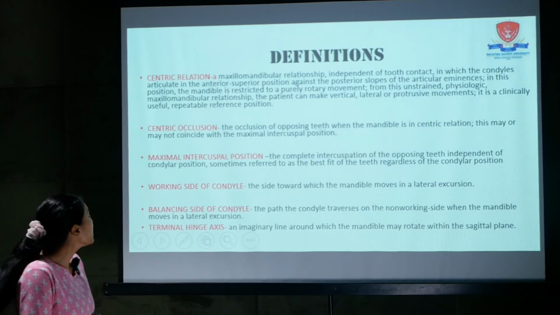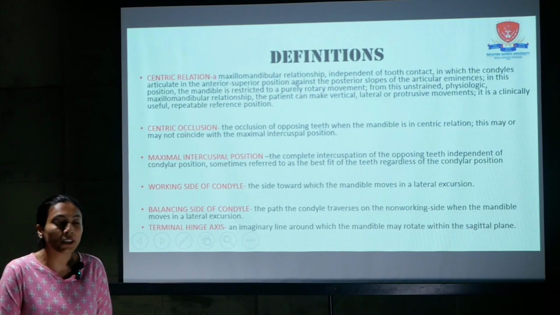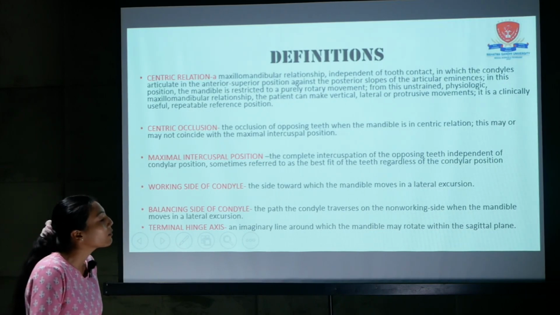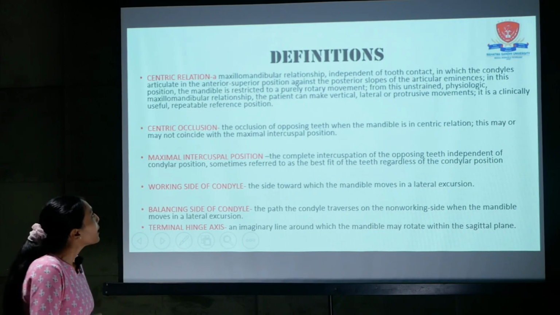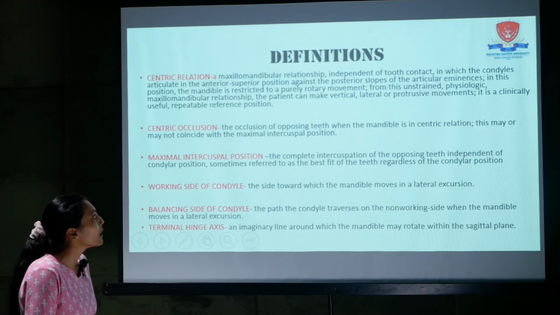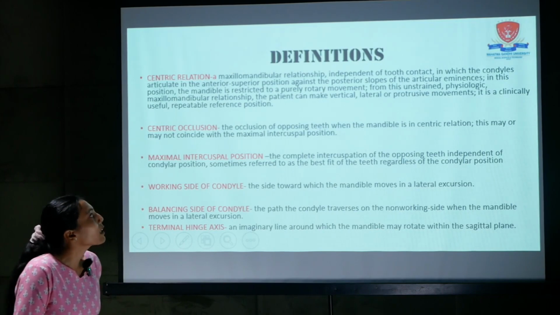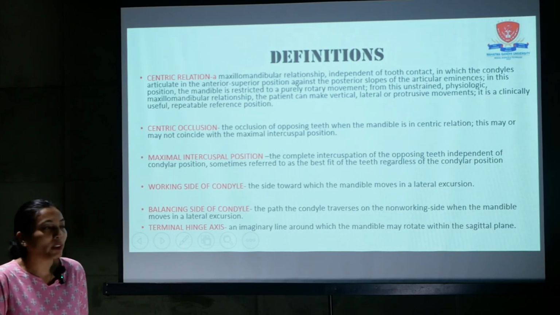These are some definitions. Centric relation is a maxillomandibular relation in which the condyle articulates in the anterior-superior position against the posterior slope of the articular eminence. It is a purely rotary movement. The patient can make vertical, lateral or protrusive movement.